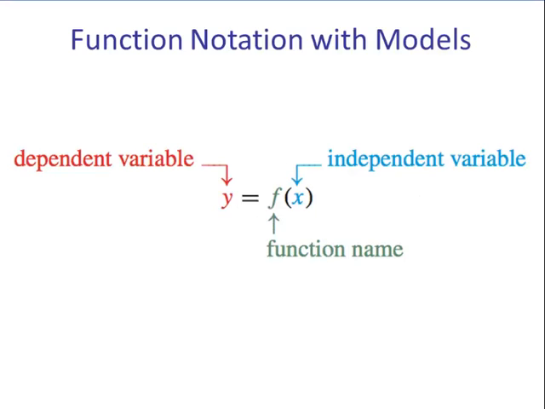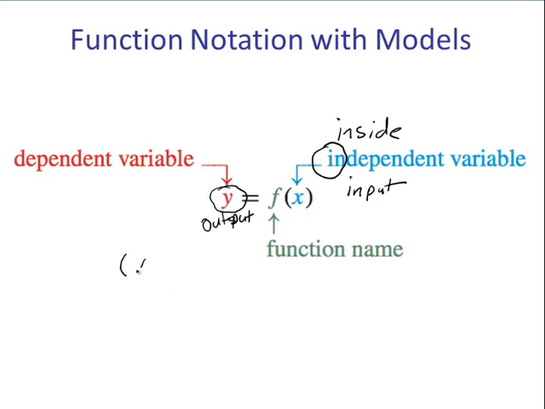Lesson objective: function notation with models. In this case, y is our dependent variable. Our independent variable is what goes inside the parentheses. That is going to be our independent variable. That's what goes inside, and we can think of that as our input. This is the function name. Our output is y. Our input is x.